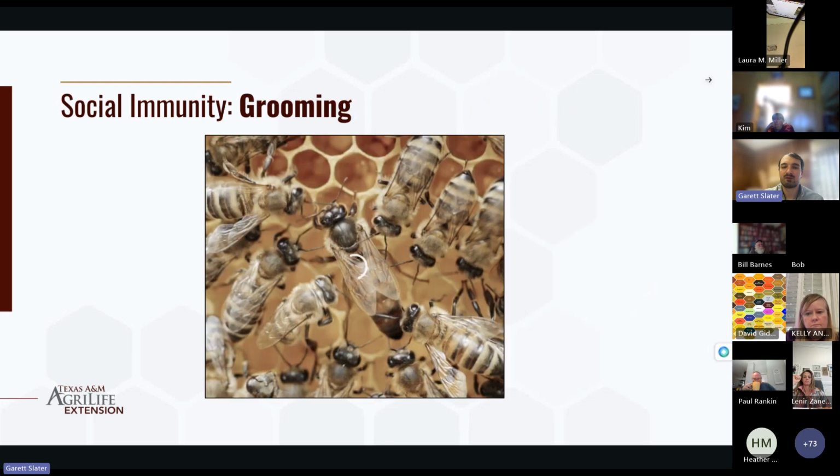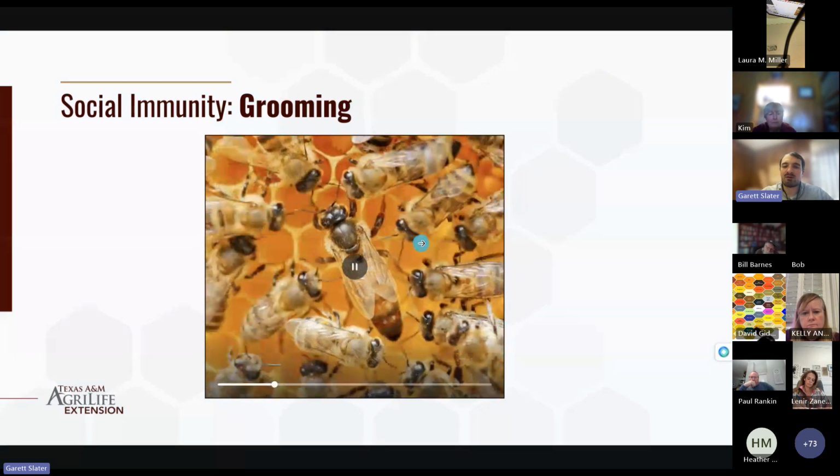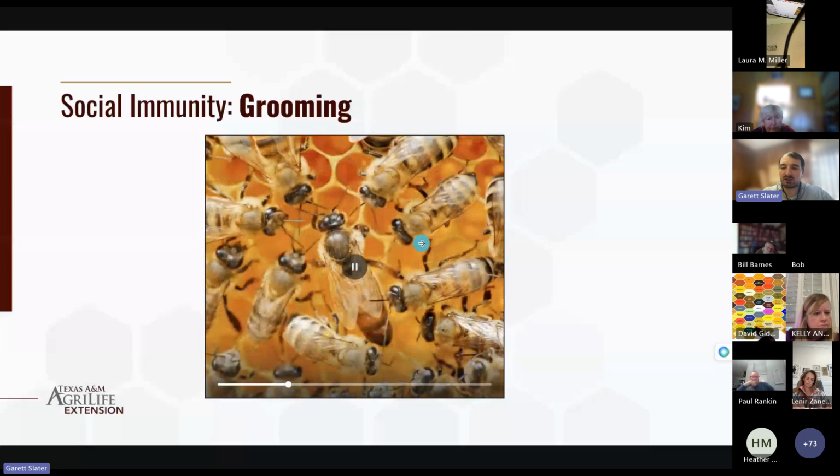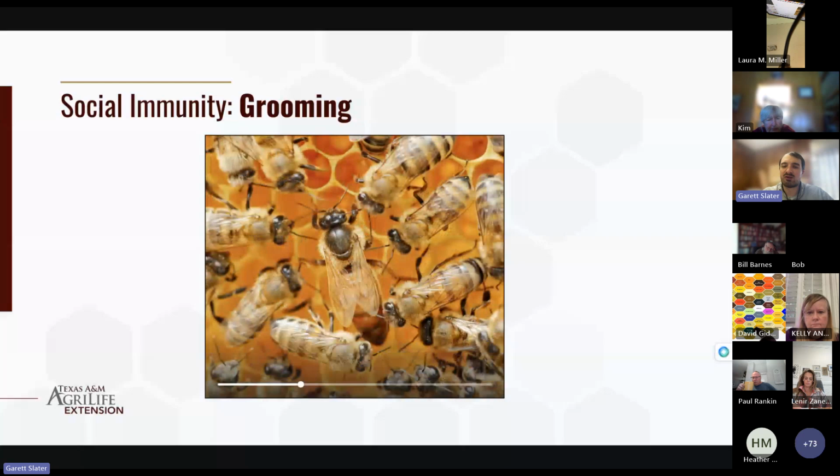Another one is grooming. So, bees have this sort of grooming behavior where they're going around, grooming the queen, grooming the other workers, and they're basically making sure that they're clean, making sure that they don't have any debris, making sure that they don't have diseases on them, and if they do, those workers could be and will be evicted from the colony.